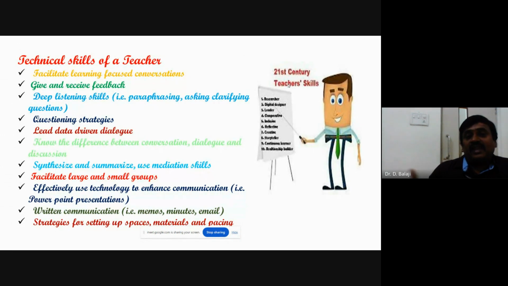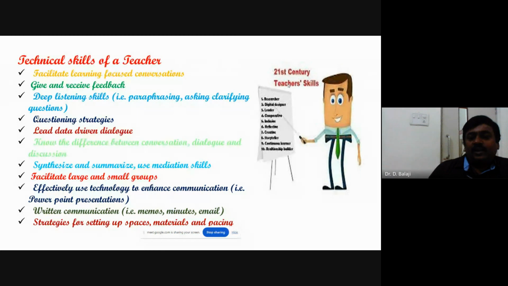And if they give you feedback, if they tell you that your teaching is not proper, that you are beating them unnecessarily, or your thinking pattern regarding any set of subjects is not good, receive the feedback and change accordingly. And deep listening skills. You should use paraphrasing and ask clarifying questions. So deep listening skills, I mean to say, the listening should be in a meaningful way.